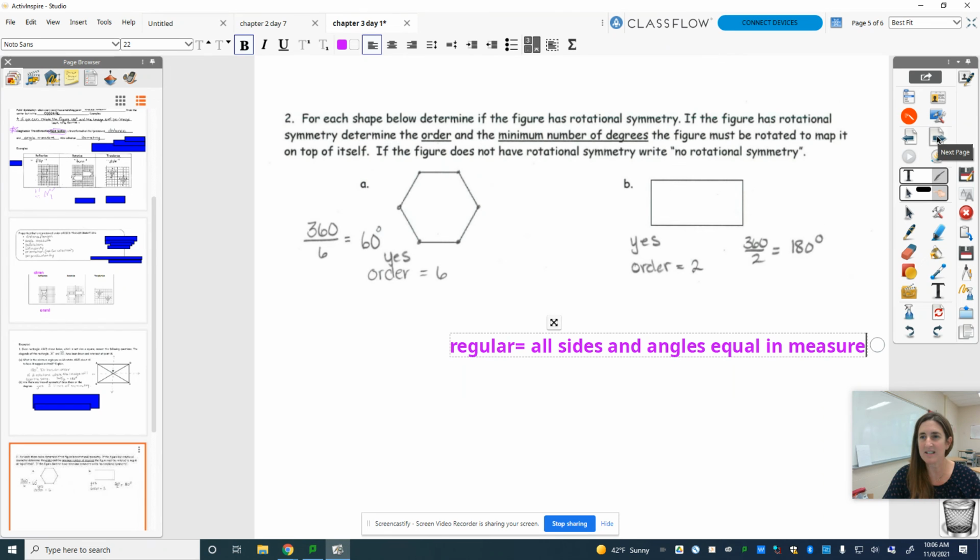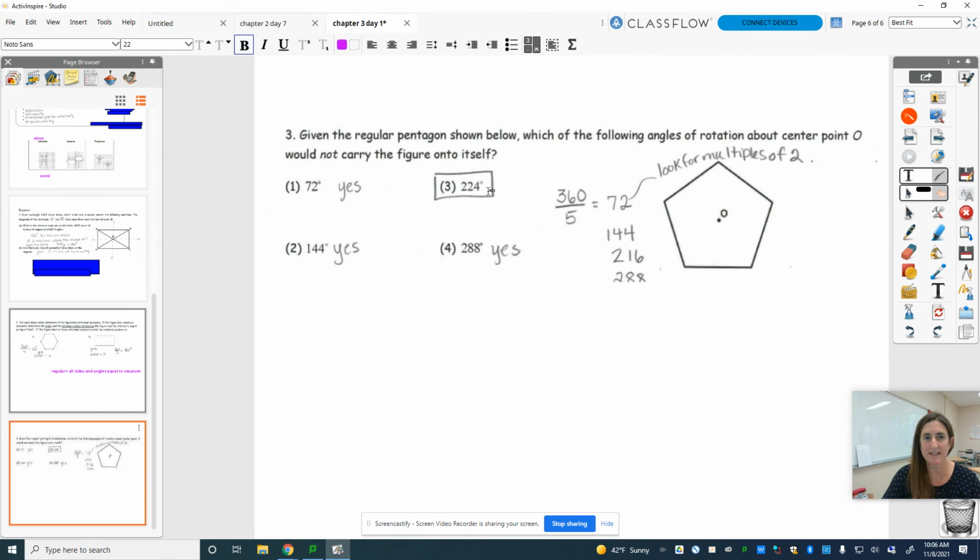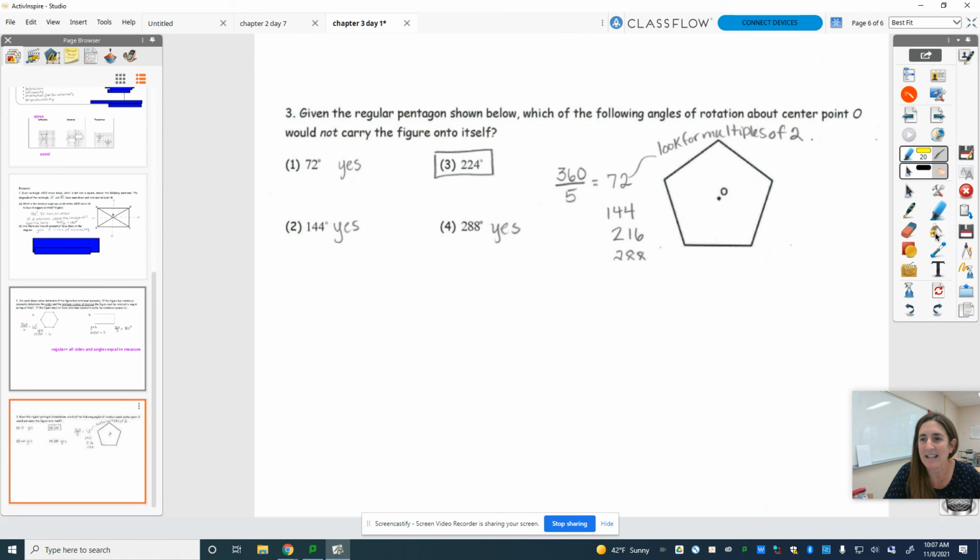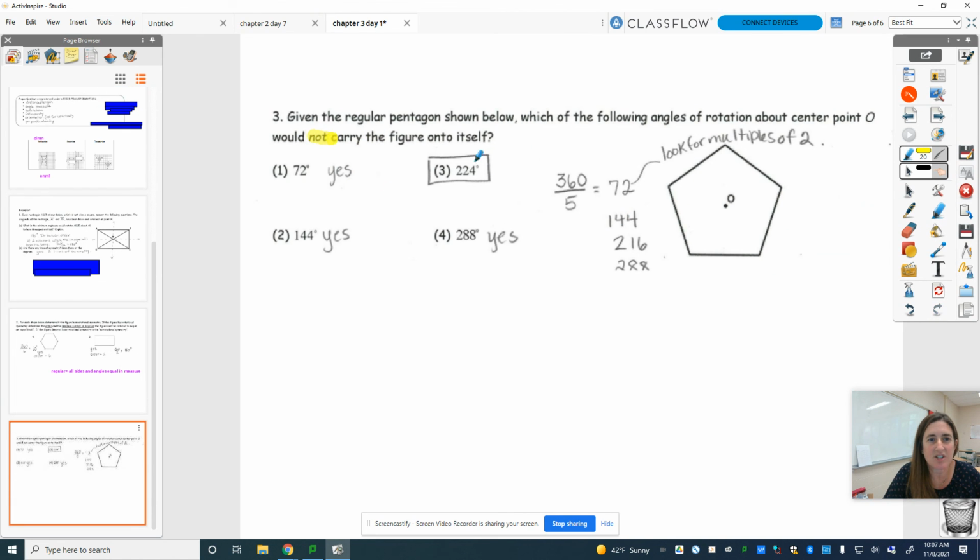We have one last example down here, a little multiple choice. It says, here's our regular pentagon. Which of the following angles of rotation around center point O would not, make sure you read these questions carefully, would not carry the figure onto itself? Well, since it has 5 vertices, the pentagon, I take 360 divided by 5, that gives me 72. 72 is a choice, but remember, I want which one does not carry it.